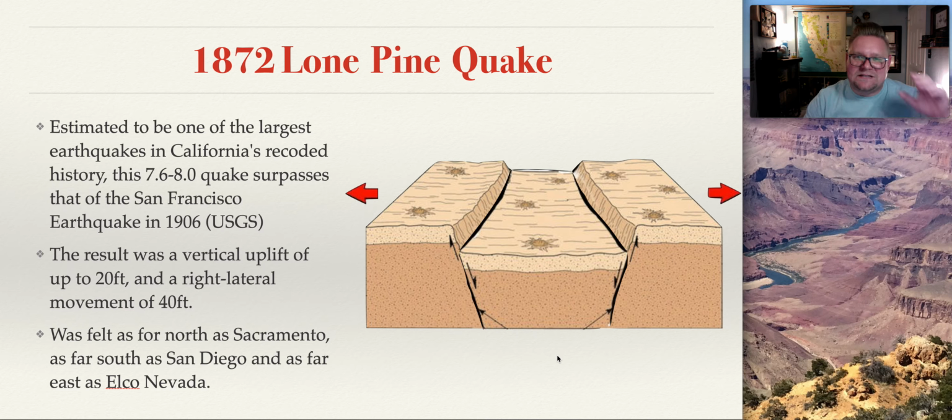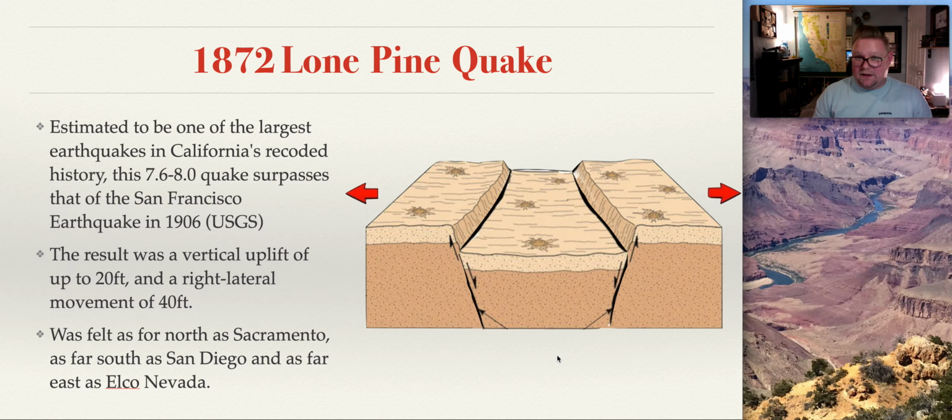Why do we think it's bigger than San Francisco? The result was a vertical uplift, meaning the Sierra Nevada lifted 20 feet in the air in just a few seconds. And we also observed a right lateral movement of 40 feet, which means that, if I use this model as an example, it went up like this, and then it moved to the right by 40 feet. A 2-car garage is about 20 foot, so you're moving about a 4-car garage plus in seconds.